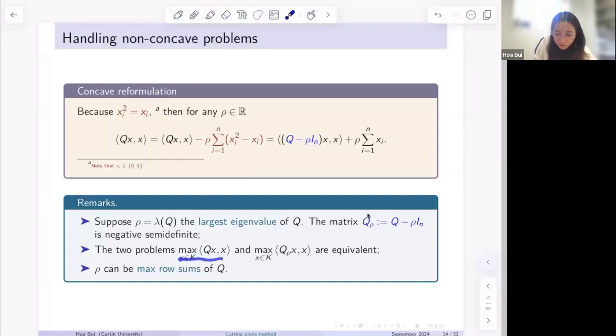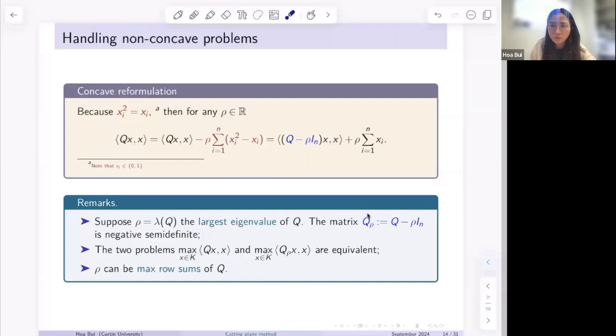And these two models are equivalent to each other, while this model has a concave objective. So we have an equivalent concave reformulation. And maybe you think, okay, computing the largest eigenvalue of Q is difficult. No, it's not necessary to use the largest eigenvalue. You can take rho as the max row sum of Q, and then we will have that Q rho is negative semi-definite.